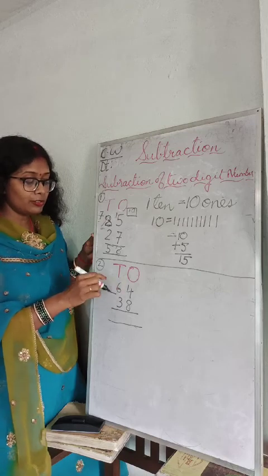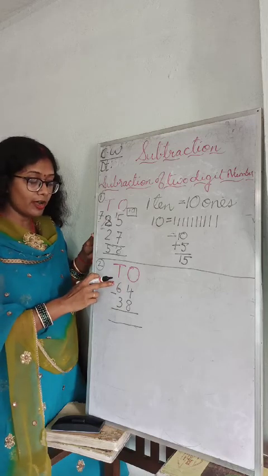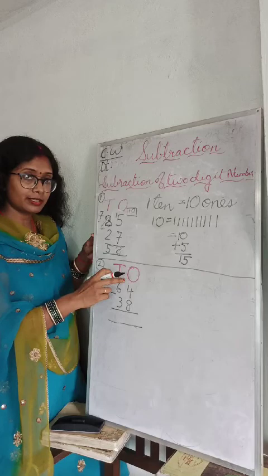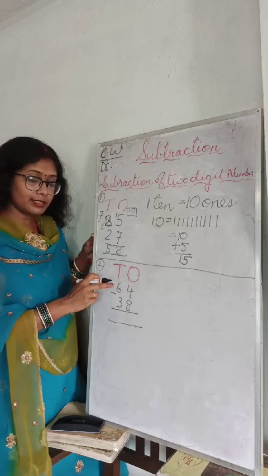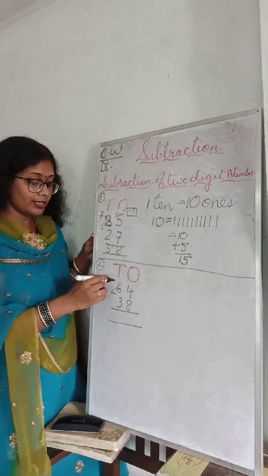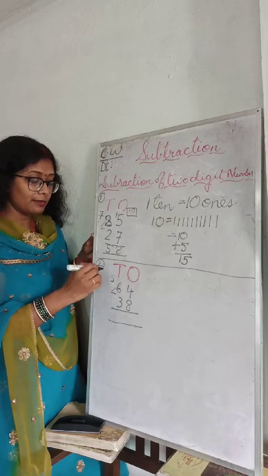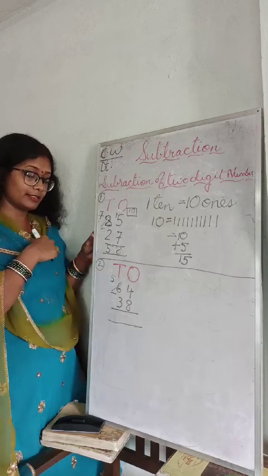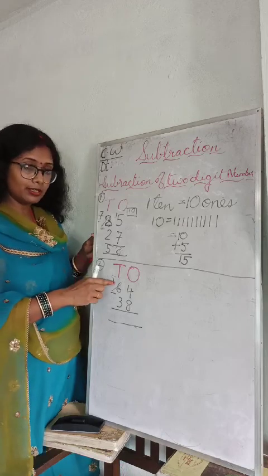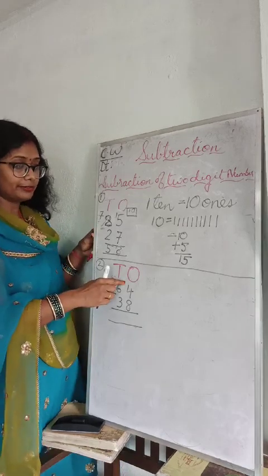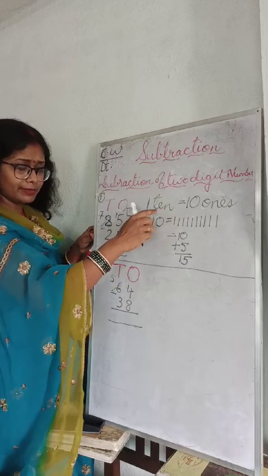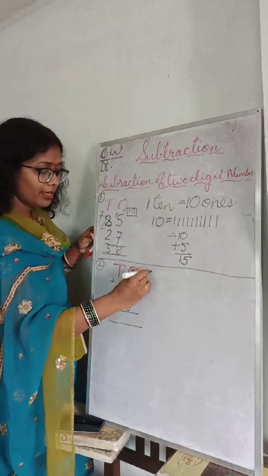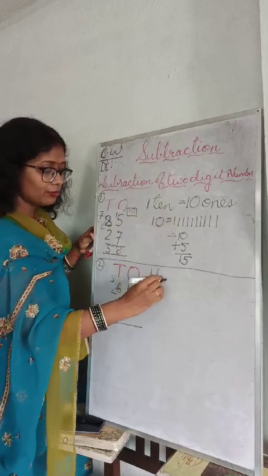So what will we do? We will borrow 1 ten from 6. Here we have 6 tens. We are going to borrow 1 ten. When we borrow 1 ten, what will be left here? 5 tens will be left. So 5 tens is left here. We have borrowed 1 ten, the same thing which I have explained to you. 1 ten we have borrowed. 1 ten means what?